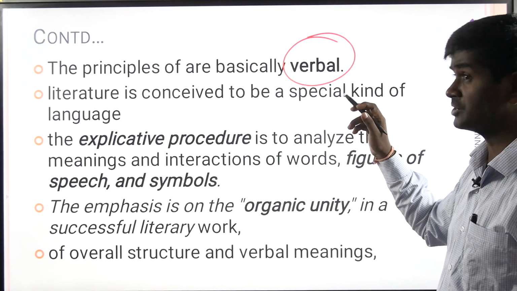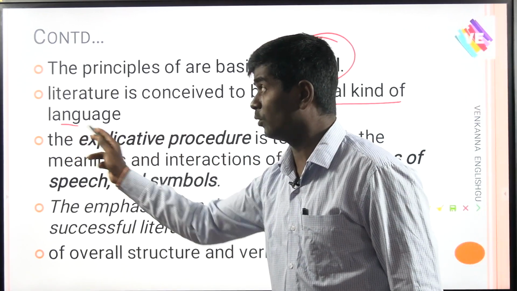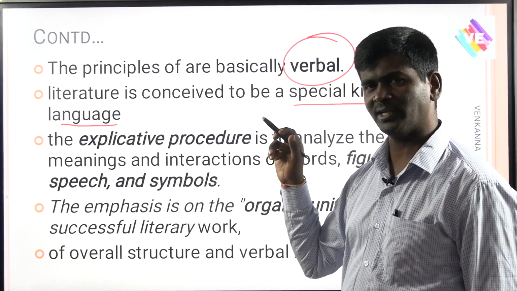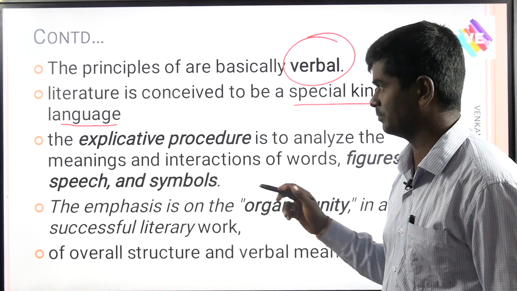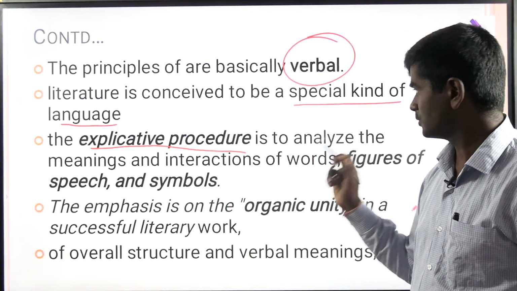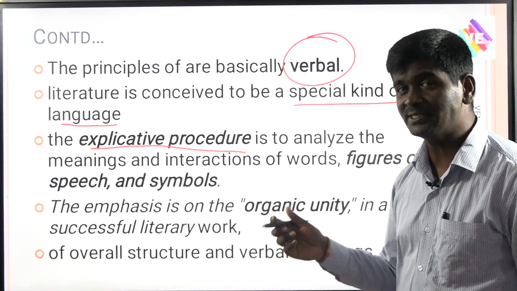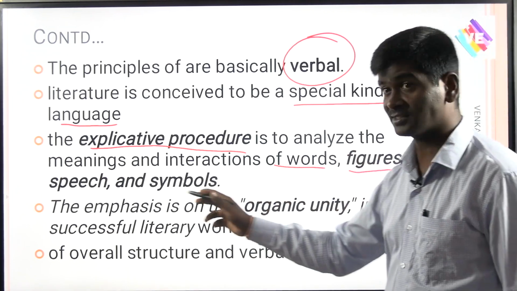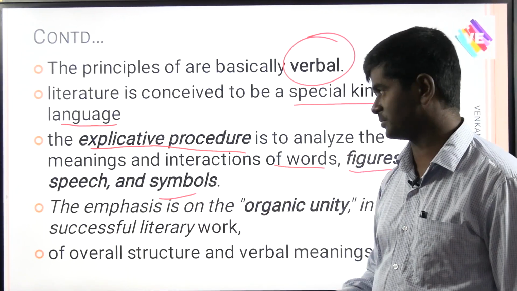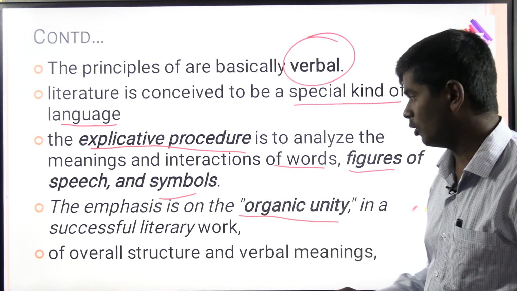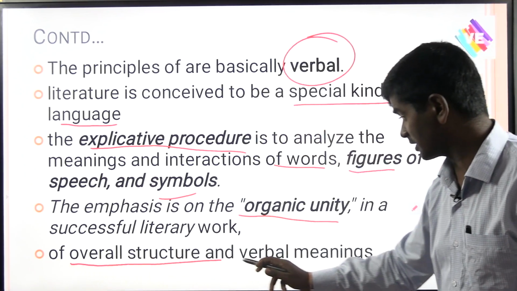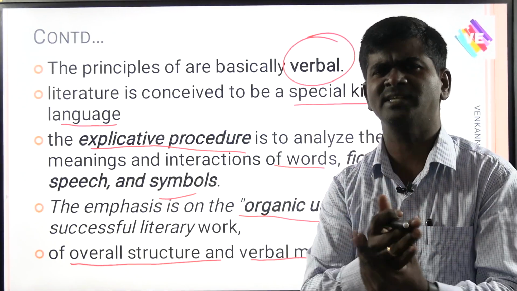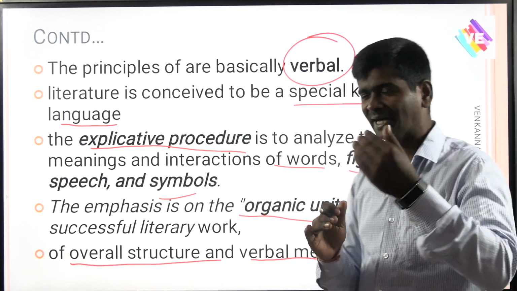Literature is conceived to be a special kind of language, a science of language. The study of rhetoric is required to analyze poetry in a better way according to new criticism. Explicit procedures: what are explicit procedures? Understanding words, interpreting words, figurative expressions, symbols, imagery, symbolisms, impressions, organic unity, the overall structure, and verbal meanings. These are very important in the process of understanding a text, not the other aspects.